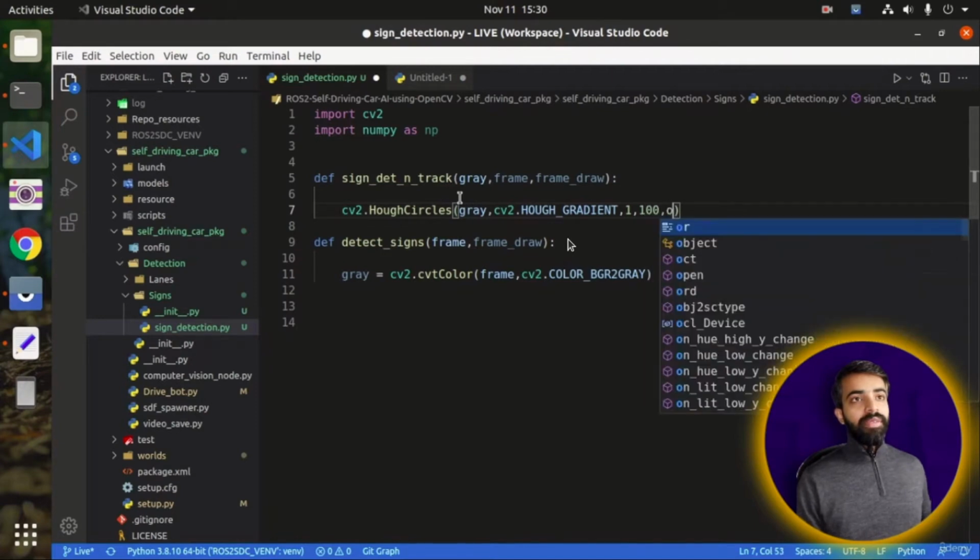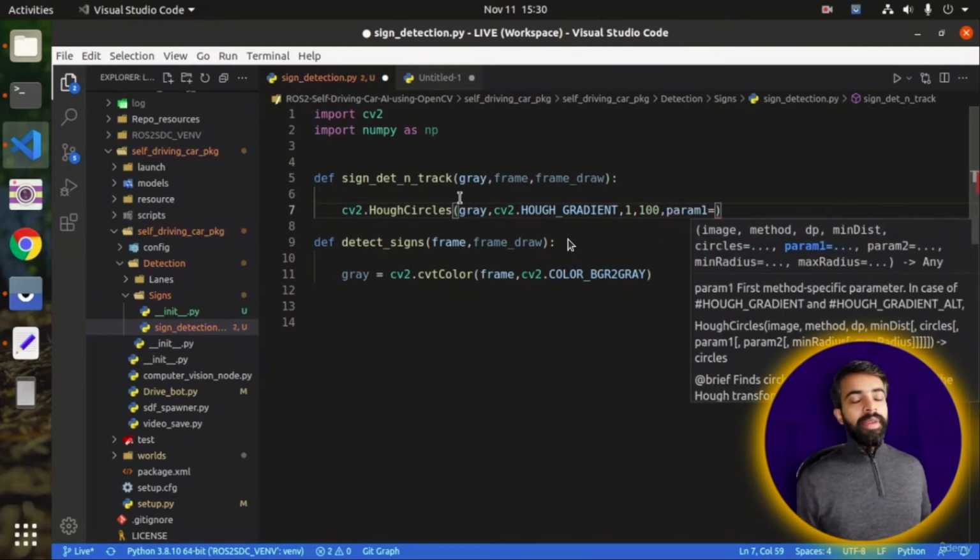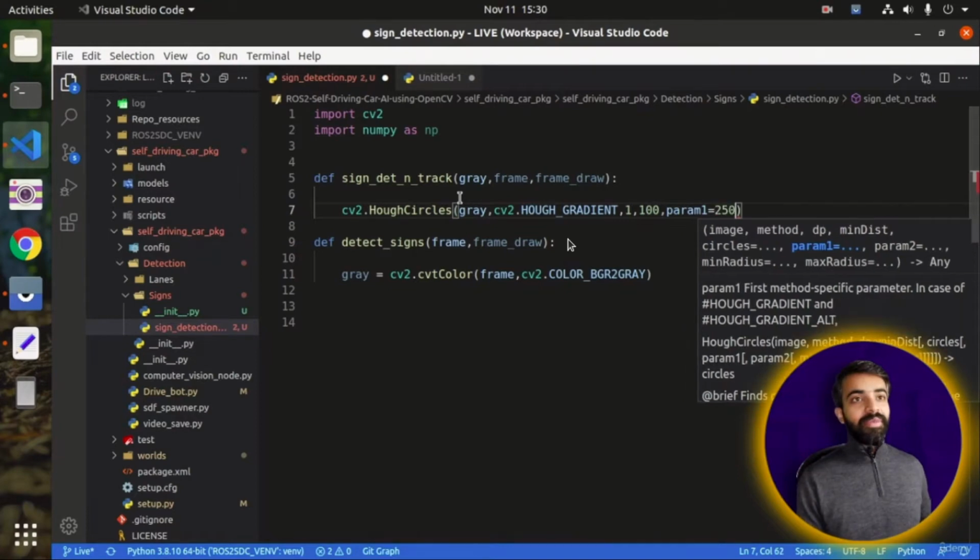Then we move on to parameter 1 as the fifth argument. Now the parameter 1 is simply the high threshold value of the Canny edge detection algorithm. Now the Hough circles function also performs edge detection as a preliminary step inside of it. So this requires the parameter 1, which is basically the high threshold value for the Canny edge detection algorithm. We provide it 250 as its value.